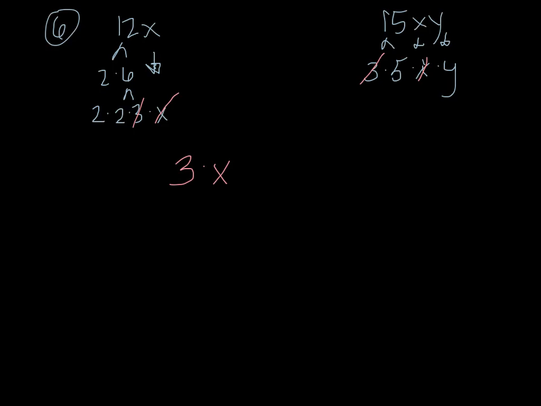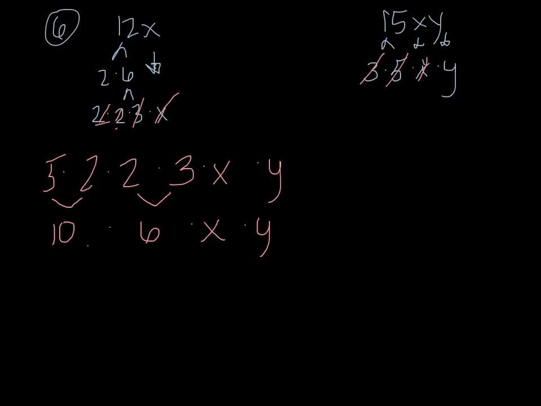Now they don't have anything else in common, so I just write down the rest that I haven't crossed off yet. Times 2 times 2. Got those done. Times 5. Got that done. Times y. Okay, so I've got 5 times 2, which is 10. 2 times 3, which is 6. Times x times y. 10 times 6 is 60. Bring down my x, bring down my y. My LCM equals 60xy.